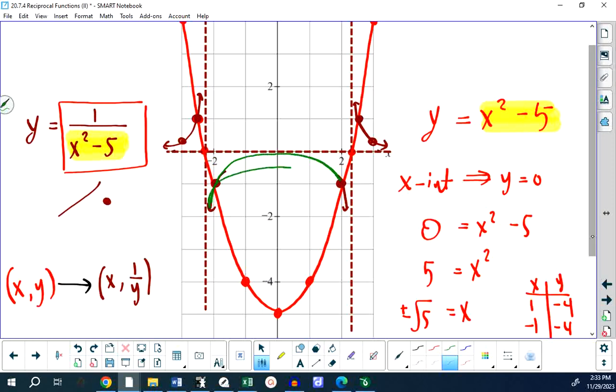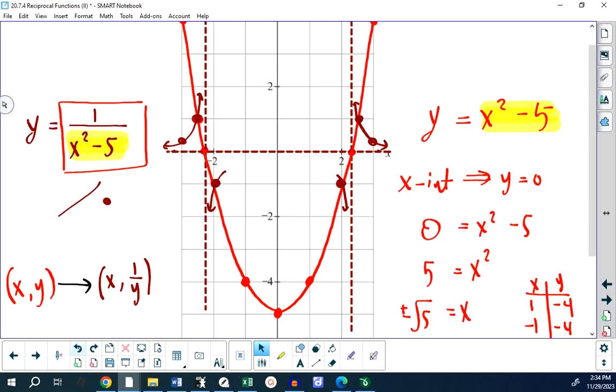Should I draw this? How should I draw it? How do I decide where it peaks? And the answer is, by peaks I mean reaches the peak. The answer is start taking some of these points and reciprocating them.